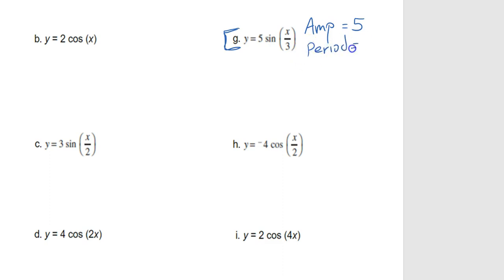The period has a fraction, so again we're just going to ignore the x and make that a 1. So we've got 2 pi over n, which is 1 over 3. Turn that into a 1, flip and times. So we've got 6 pi.